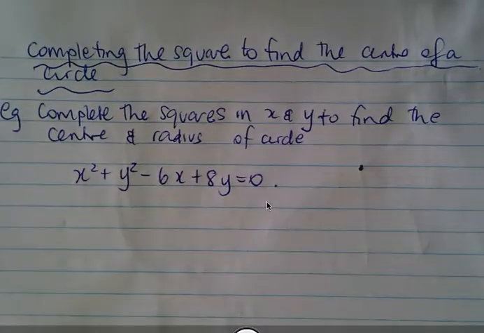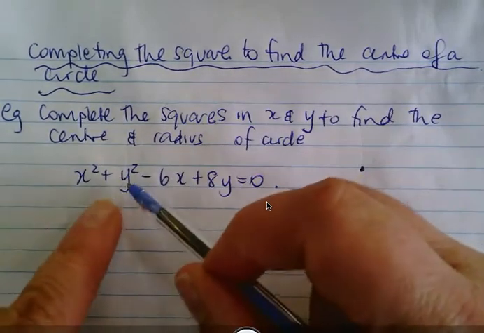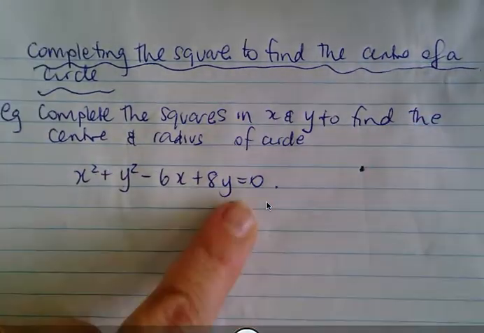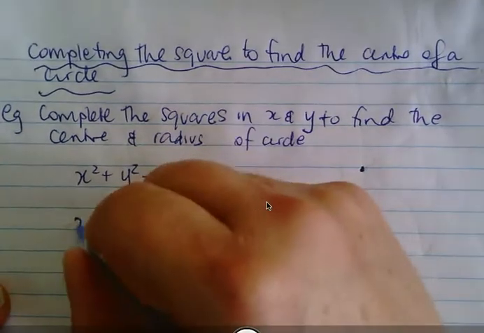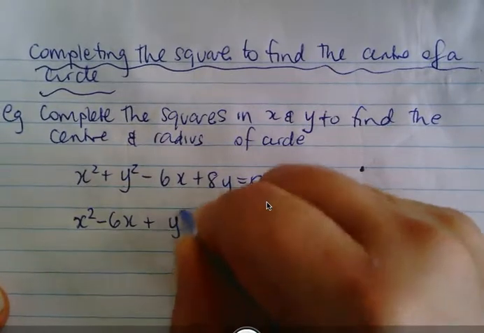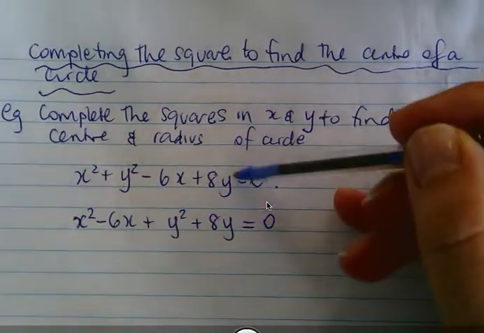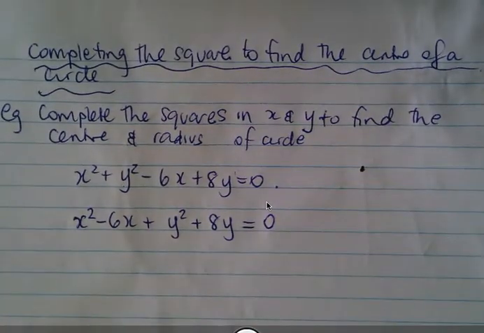this circle here. Now when you complete the square, you need, for example, the x squared and the x term together. And we're also going to complete the square with the y squared and the y term together. So first thing, we're going to rewrite it as x squared minus 6x plus y squared plus 8y equals 0. Now, if there was a constant on this side, I would take it over to the right-hand side as well.